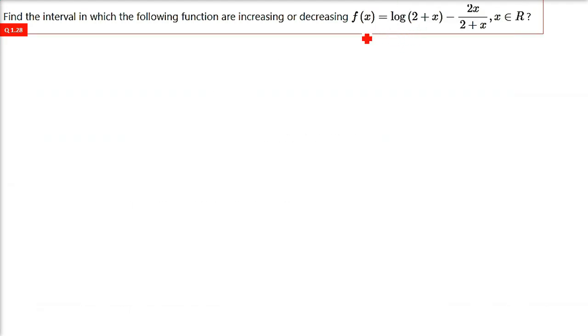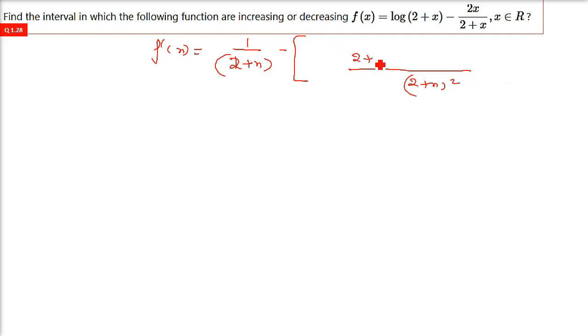This question is somewhat different, so we'll attempt this. First thing is f dash x. Differentiation of log(2 + x) is 1 by 2 plus x, since differentiation of 2 plus x is going to be 1 only. Then you have minus 2x divided by 2 plus x. I'm using the quotient rule here, 2 plus x whole square. 2 plus x in the numerator, and differentiation of 2x is 2. Now 2x here, and differentiation of 2 plus x is going to be 1, so 2x into 1 again.